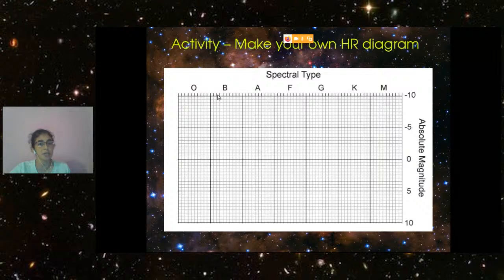B0 will be here, by the way, and B9 will be here. Please note B0 will be hottest. So B0 will be here, and then B1, B2, and so on till B9. Then A0, A1, A2, and so on till A9. And this way you can consider the x-axis. On the y-axis, plot the absolute magnitude. Since it's a negative logarithm, you have to go in the opposite direction.